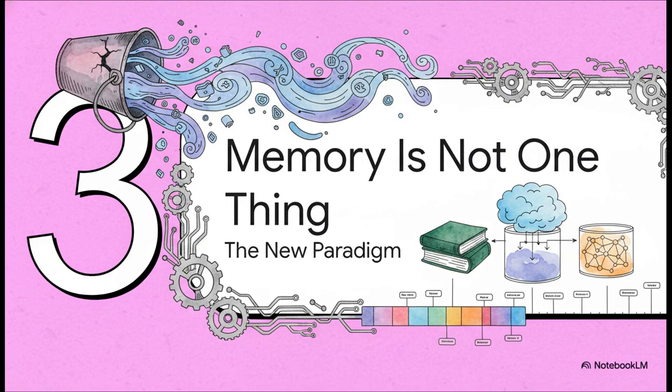So, this is the turning point. We have to stop thinking about memory as just one big bucket you throw everything into. A truly smart agent needs a much more sophisticated system with different layers of memory. Let's break down what that actually looks like.